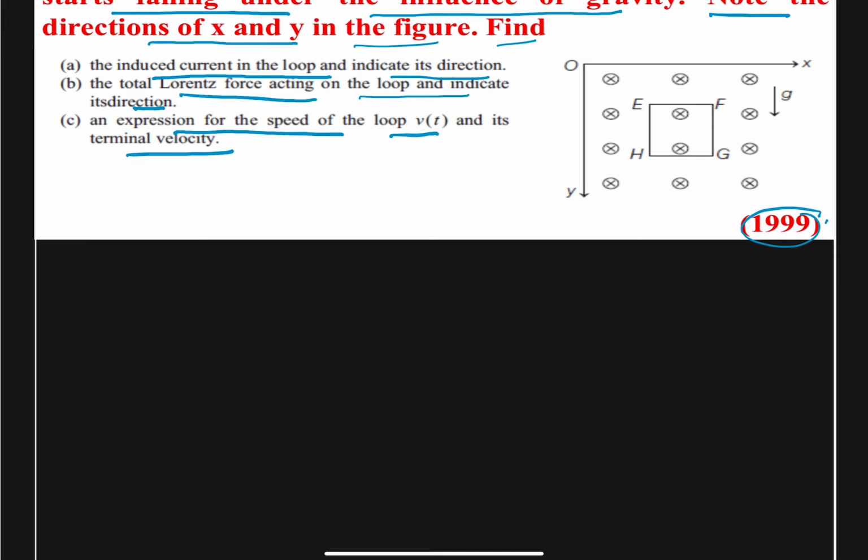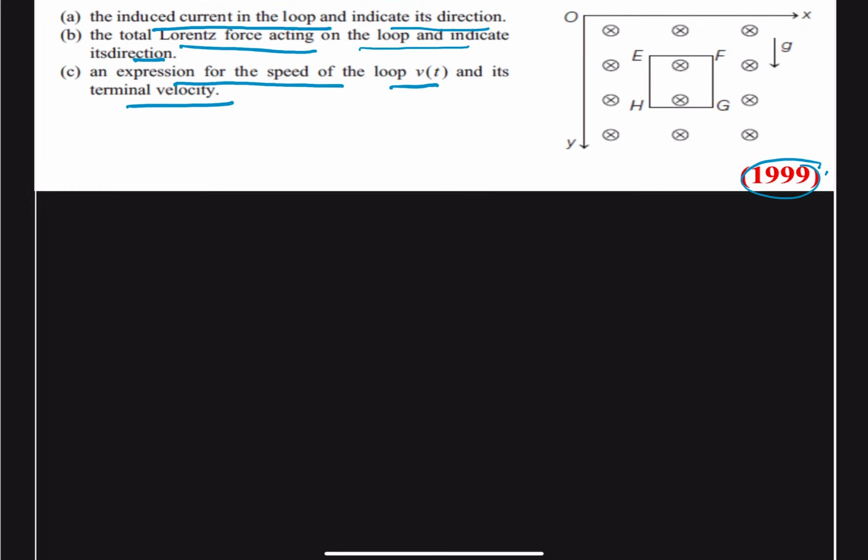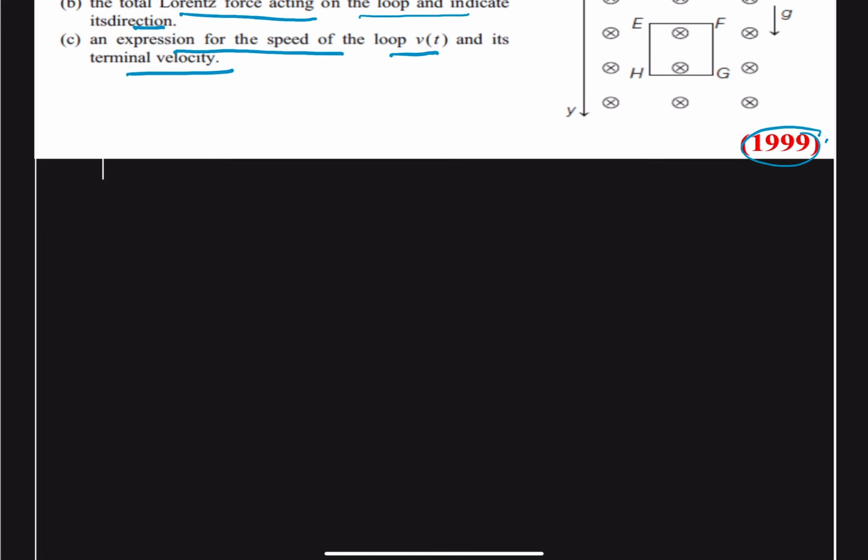In this case, we are going to assume that at any time t, the center of the loop is at a particular coordinate, xc and yc, and based on this we are going to adjust the coordinate of E, coordinate of F, coordinate of G, as well as coordinate of H.